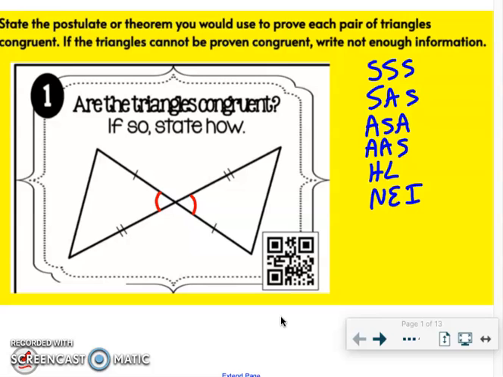I have 3 pairs of things. So I have a side, an angle, and another pair of sides. Since the angle is in between the pair of sides, the answer for this one would be side, angle, side. Okay, second one.